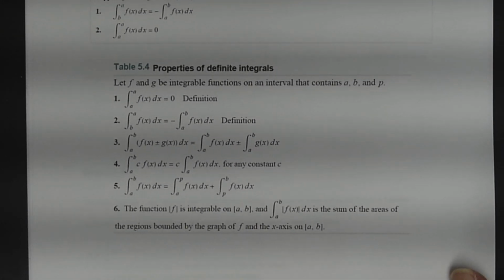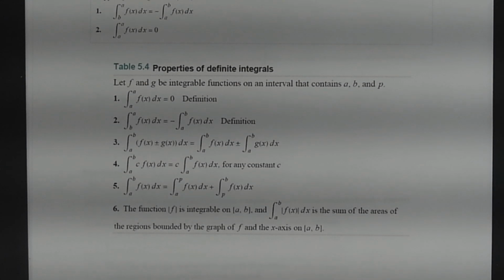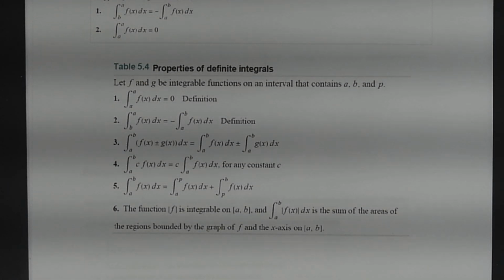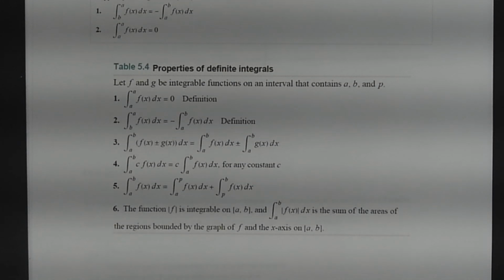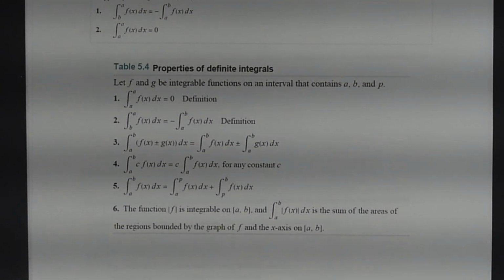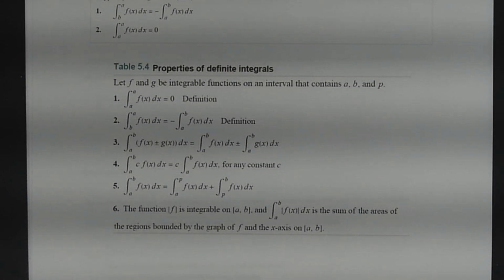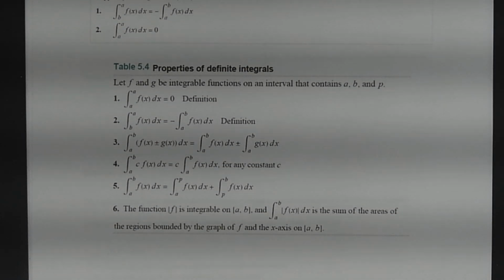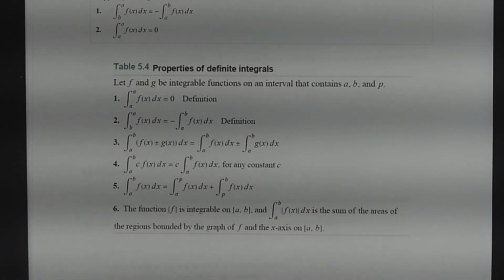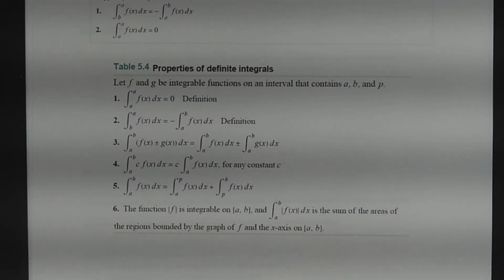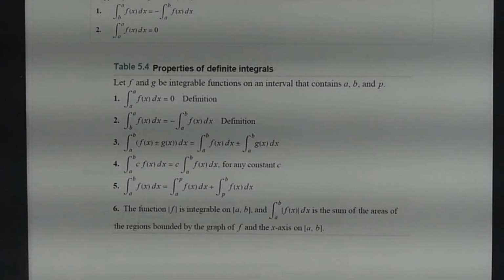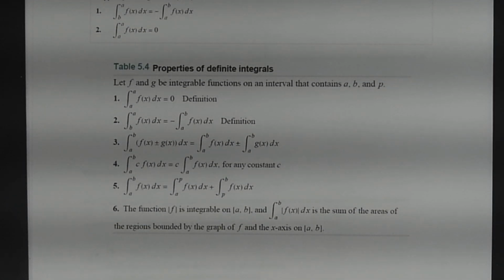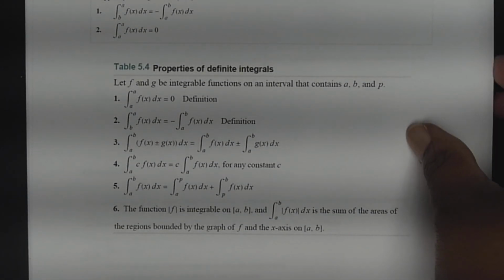And then number 6, the function absolute value of f of x is integrable on [a, b], and the integral from a to b of the absolute value of f of x dx is the sum of the areas of the regions bounded by the graphs of f and the x-axis on the interval a to b. Okay. Now we're going to use some of these properties that we got through talking about here in table 5.4 with these examples.